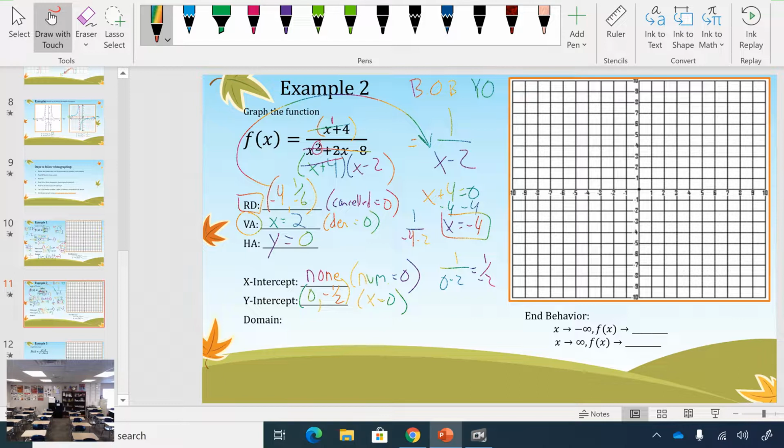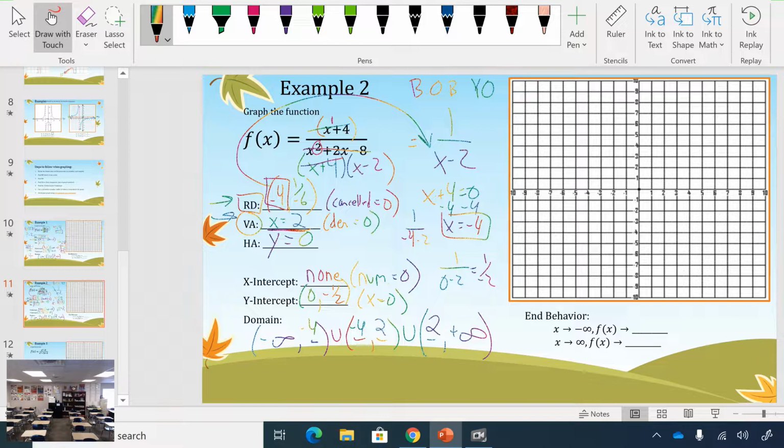And then when it comes to our domain, this one we did have a removable discontinuity and a vertical asymptote, so we're going to have our longer template. All right, and we know our numbers are the x from our hole in the graph, and then we have our vertical asymptote, or our 2. So we take the smaller of the 2, which is a negative 4, and write that first, and then take the larger of the 2, which is 2, and write that next.